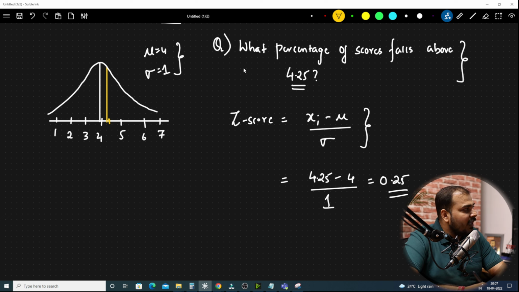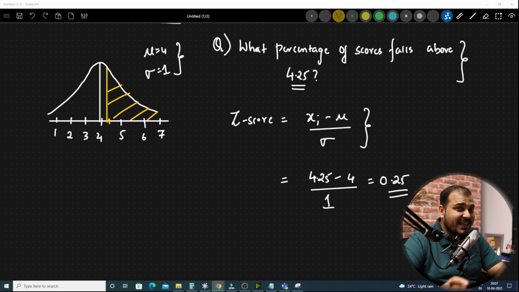Now my question is, what percentage of scores fall above 4.25? So in short, you really need to find out the area under this curve. Okay. That is what you really need to do. Just find out the area under this curve. Now, how do you find out the area under the curve? Okay. Let me just show you with the help of the Z table.